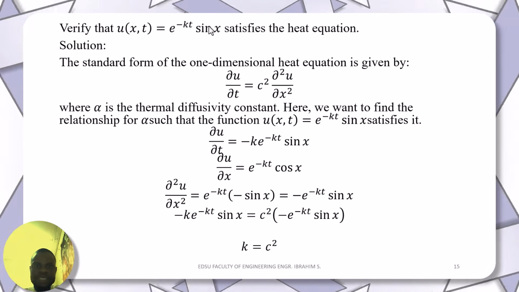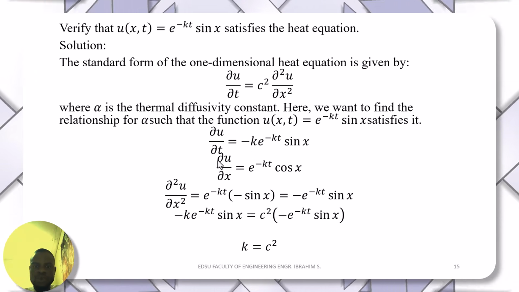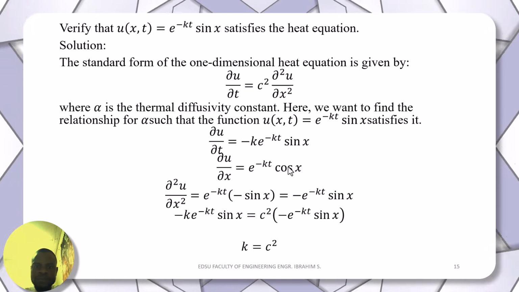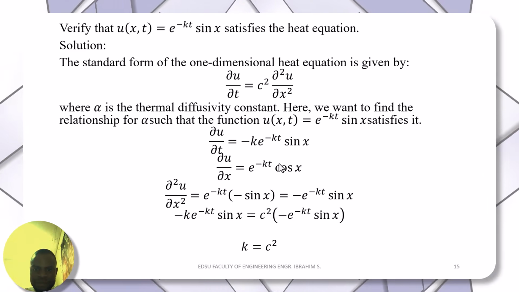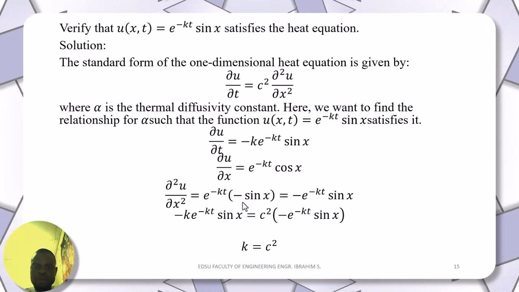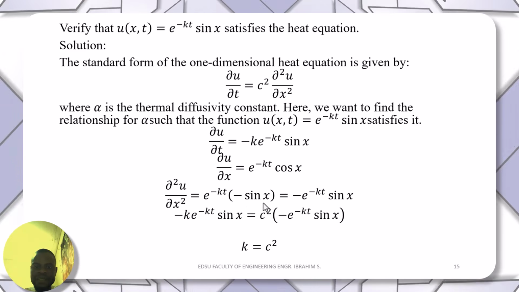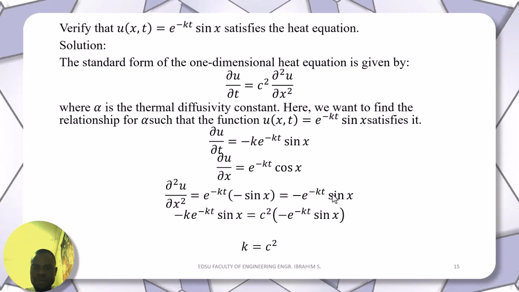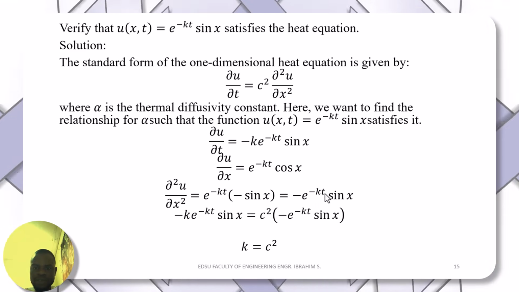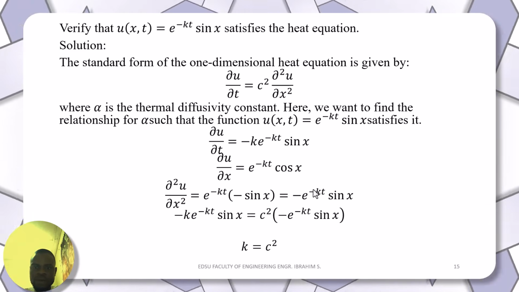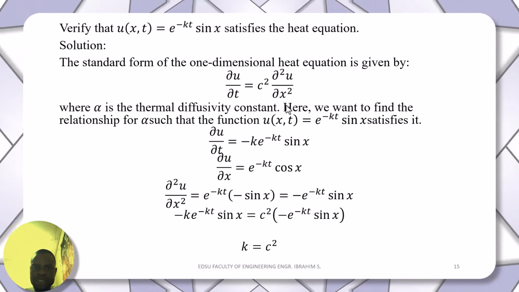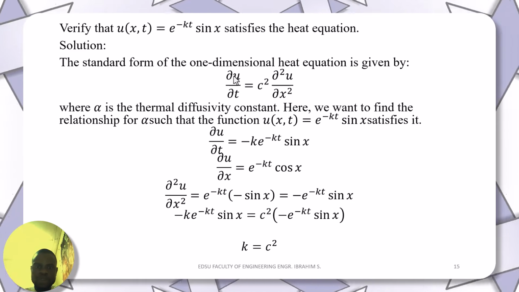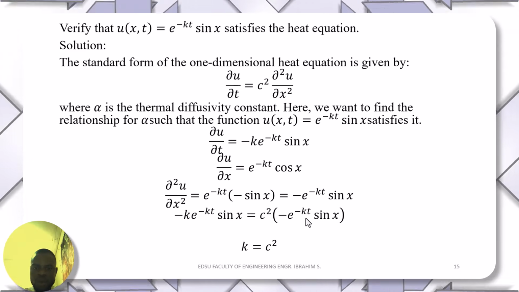So I will differentiate sine s, it will give me cos s. So the first order is this, right? Then for the second order, I will differentiate this again. If I differentiate it, it will give me minus sine s, which will give me this, right? So it means the second order will be this. This is second order with respect to s, which is this, and this is the first order with respect to t, which is this. So I will equate them.